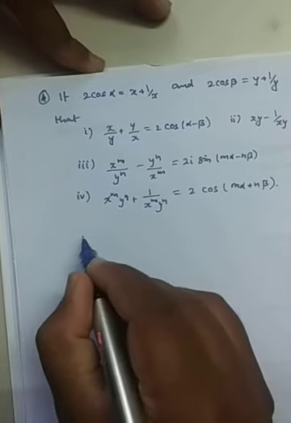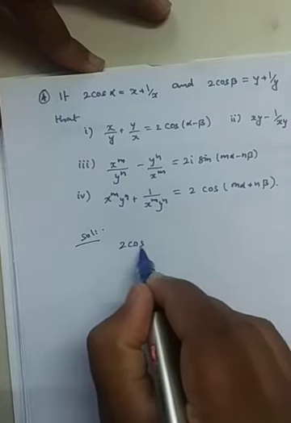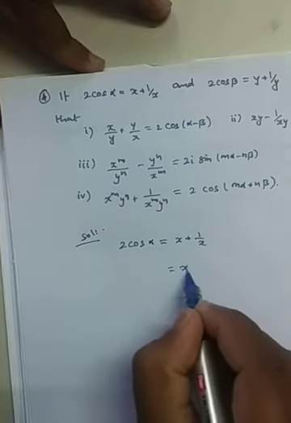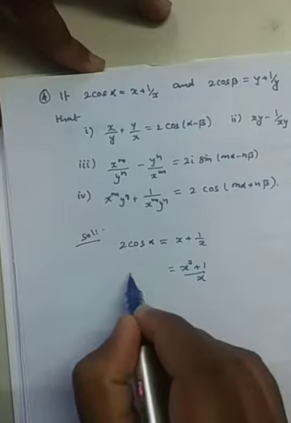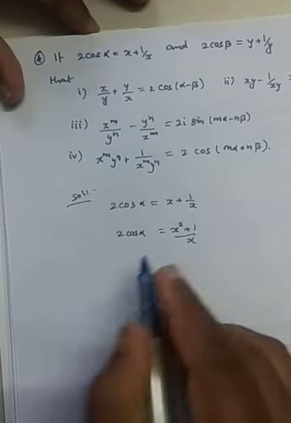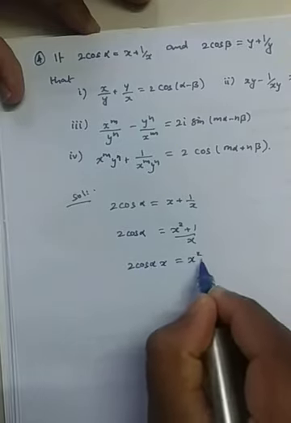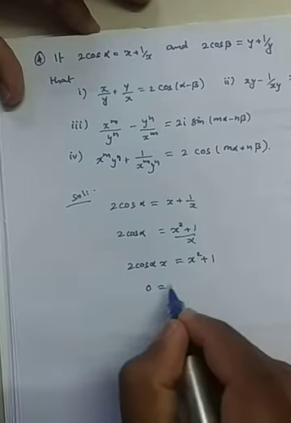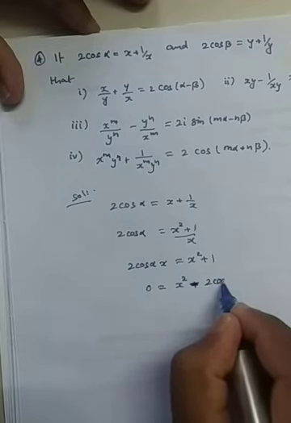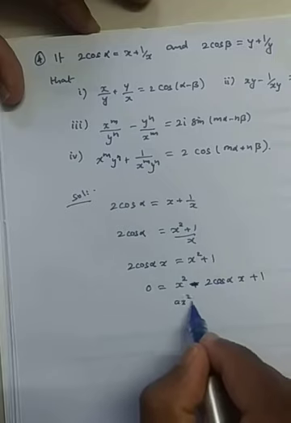Now, in the solution, as you know, 2 cos alpha equals x plus 1 by x. Cross multiply, so (x square plus 1) divided by x equals 2 cos alpha. Is that correct? Now bring this x to this side, so it becomes 2 cos alpha x equals x square plus 1. Bring this to the other side: 0 equals x square minus 2 cos alpha x plus 1, in the form of ax square plus bx plus c.